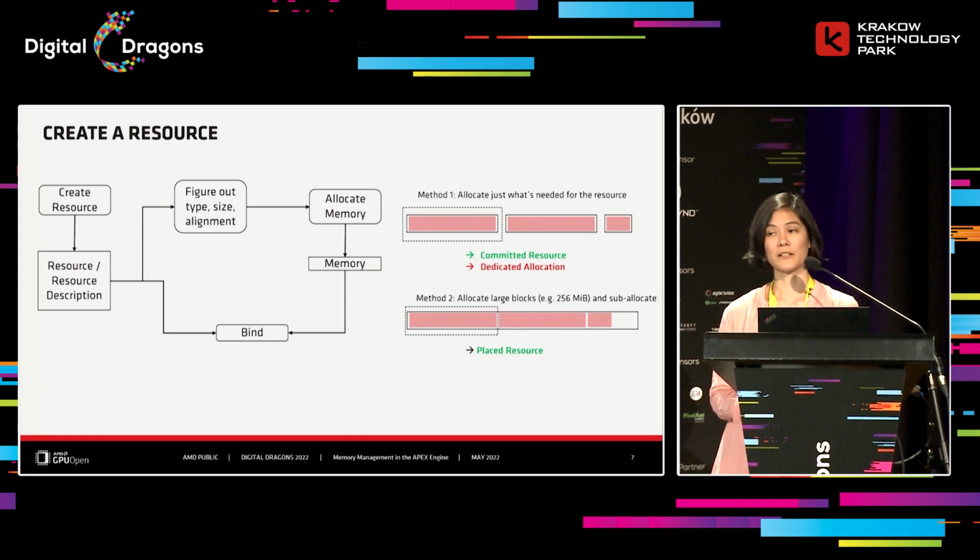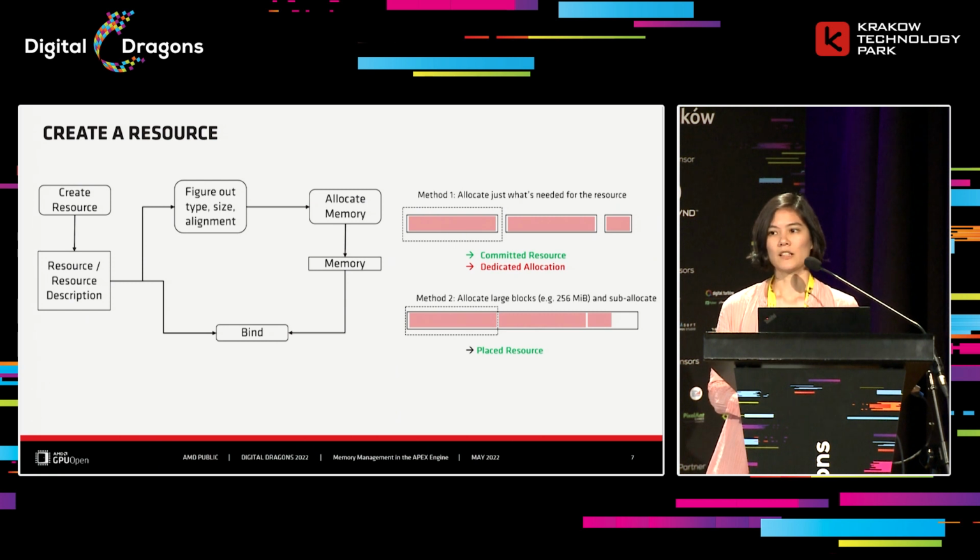And there are two ways to do that. You can just allocate the exact amount of memory that's needed for this particular resource. That's called a committed resource in DirectX 12 language, and in Vulkan, it's a dedicated allocation. Or you can allocate upfront a large block of memory, and then when you create the resource, you sub-allocate into this large block. This large block of memory also has different terms. It's a large memory allocation, and sometimes we also refer to it as a pool. So a pool size basically means the size of this memory allocation, the size of this memory block.